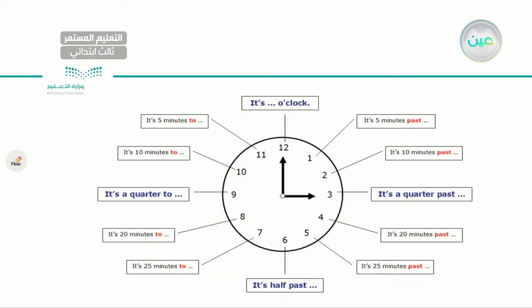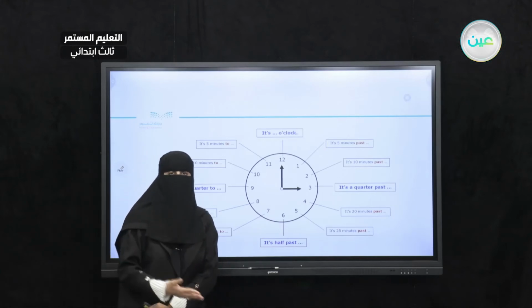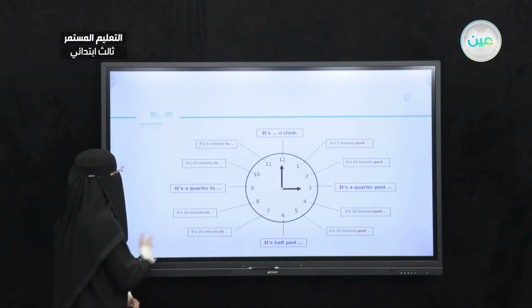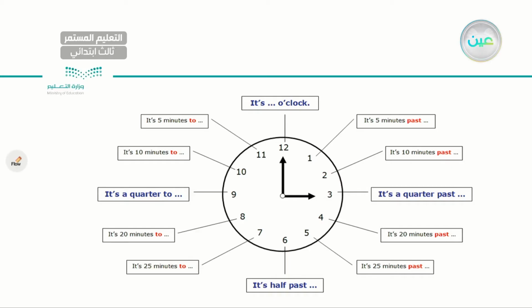This is the same, and also you have this in your book at page 40. Make sure that you go back and read the time, practice telling the time with one of your family. For example, here it's exactly 3 o'clock. It's 5 minutes past 3. It's 10 minutes past 3, and go on. Keep going by reading the time or telling the time.